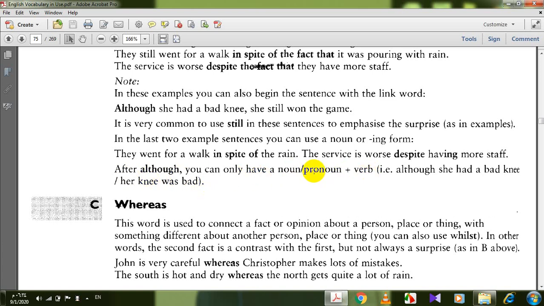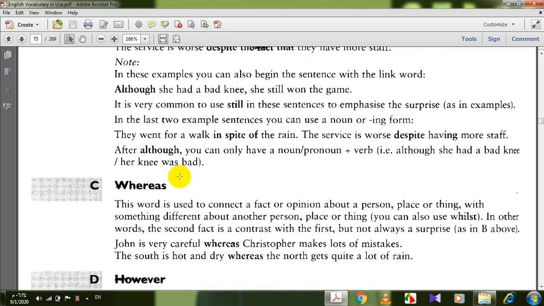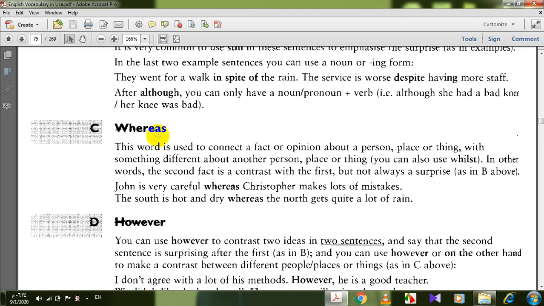So after although, we have to use subject plus a verb. I mean a clause, i.e., although she had a bad knee, her knee was bad. So she had, subject, verb. Noun or pronoun means a subject plus verb. So what is used after although is a clause. I think we are done here. Everything is very easy. So far things are very easy.